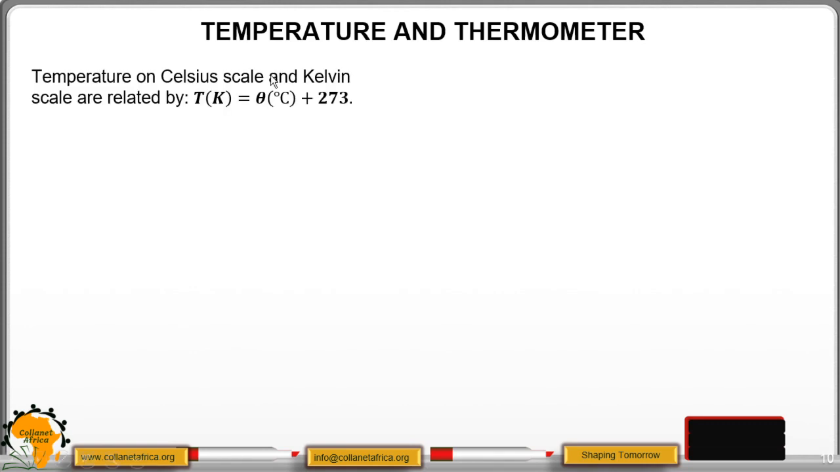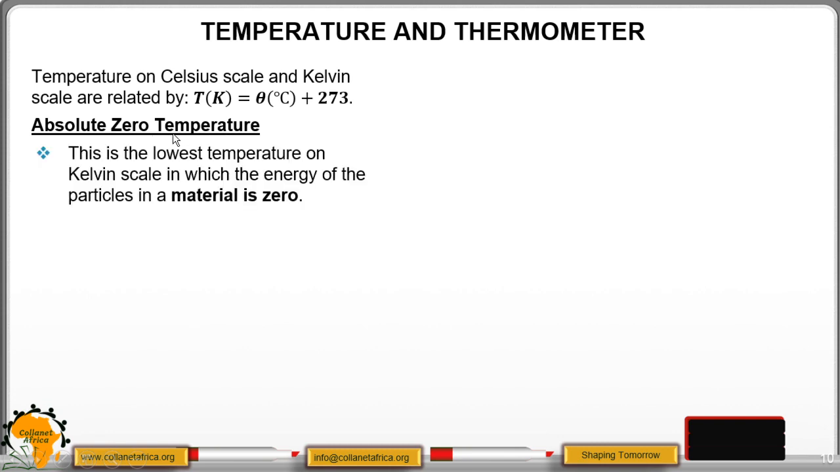We are going to look at the relationship between the Celsius scale and the Kelvin scale, and they are related using the following relationship. That is, temperature in Kelvin is equal to temperature in degrees Celsius plus 273. We have another term that we call absolute zero temperature. This is the lowest temperature on the Kelvin scale, at which the energy of the particles of a material is zero. It has a value of 0 Kelvin, and this is at negative 273 degrees Celsius.